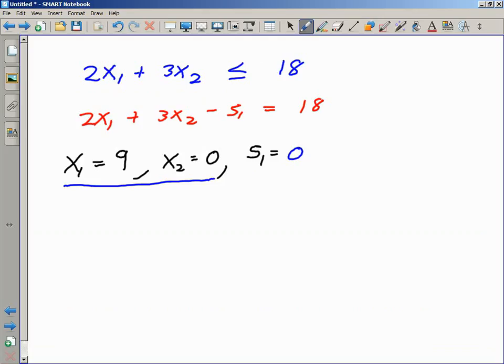You agree with that? Okay. Now let's suppose I pick x1 is equal to 6. So that'd be 2 times 6 is 12. x2, let's suppose, equal to 2. So s1 has to be equal to what? It also has to be equal to 0. Would you agree with that? Right? Okay.